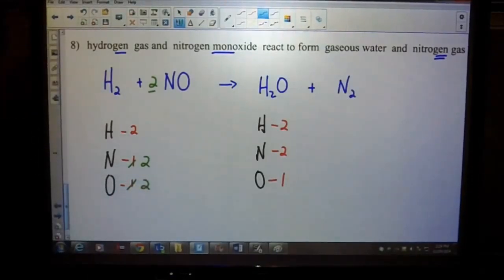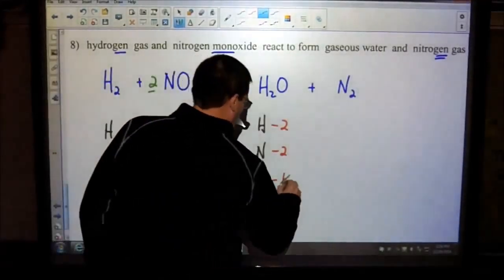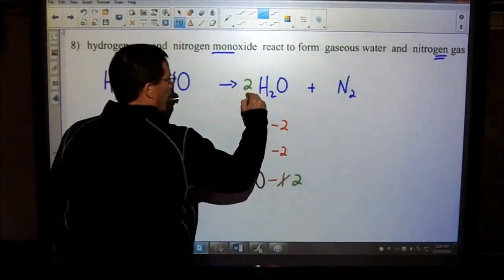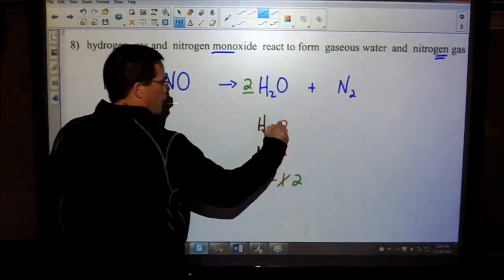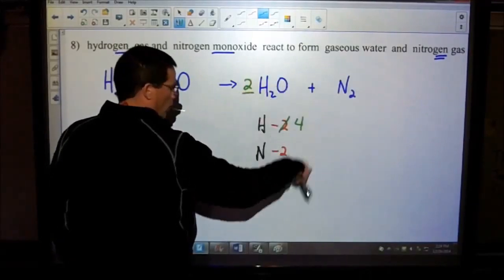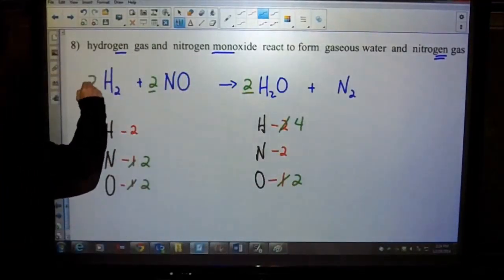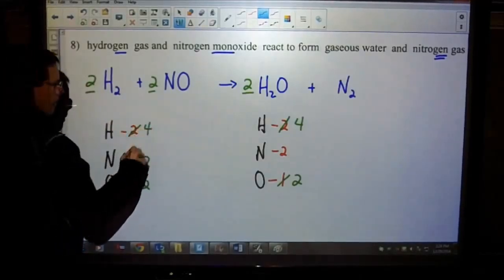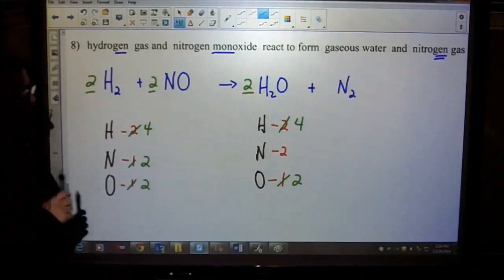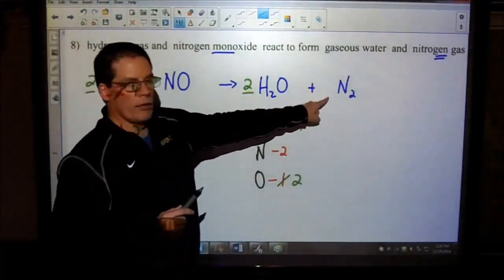So now I need to get 2 oxygen over on this side. So put a 2 there. By doing that, I did that. So now I have 4 hydrogen. So 2 times 2 is 4, 2 times 1 is 2. So now to get my 4 hydrogen, put a 2 there, and I have 4. And it looks like everybody's balanced. Now, we cannot reduce these values down because that is a 1.